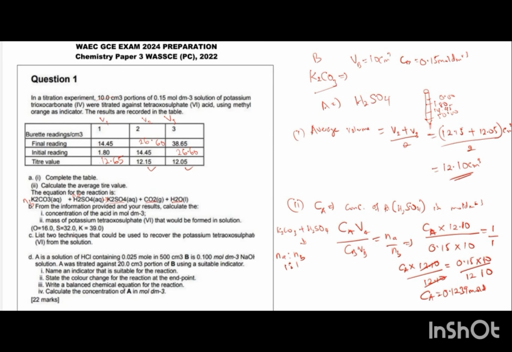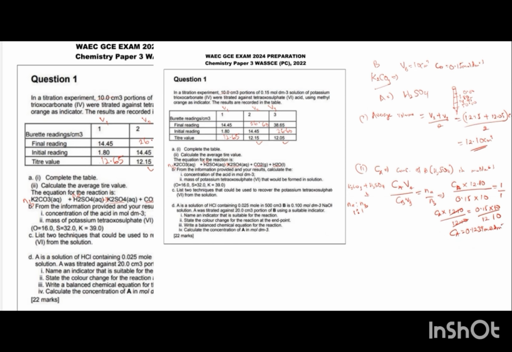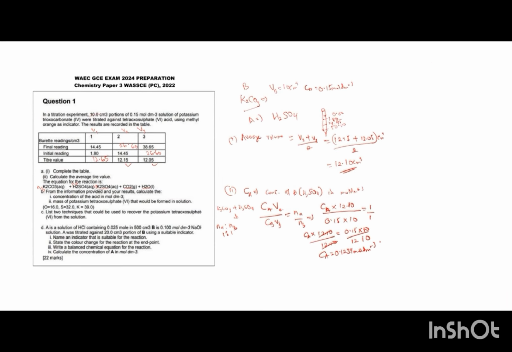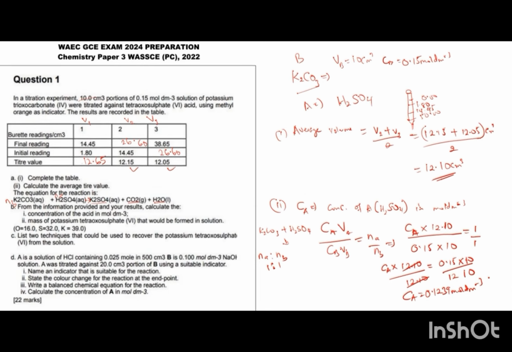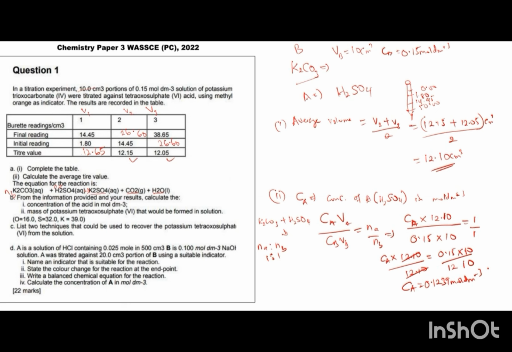Let me zoom it back and move a little bit forward. Okay, so that's what we have here, but we approximate to 2 decimal places because the first one was in 2 decimal places. If I approximate this to 2 decimal places, you're going to have 0.12 mole per dm cube. So CA here is approximated to 2 decimal places.